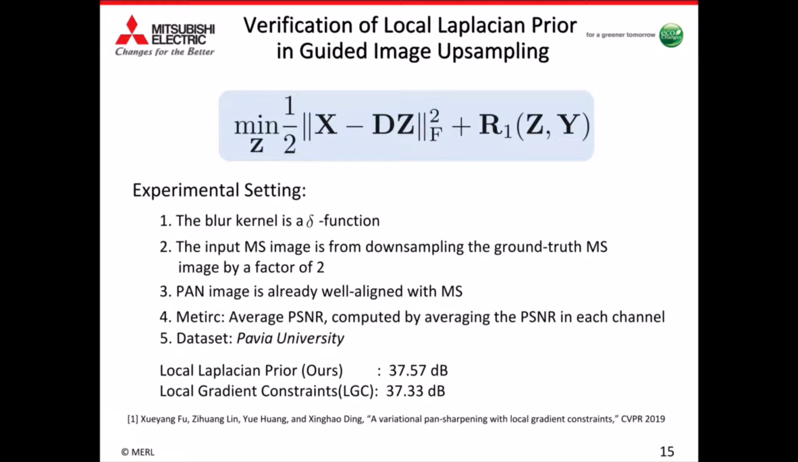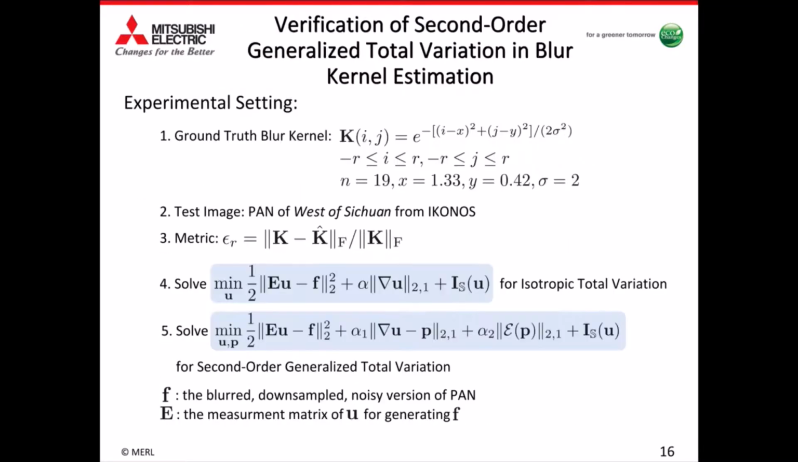We find our results are better than LGC, and the major reason is that from a digital signal processing perspective, Laplacian more uniformly regularizes two-dimensional high-frequency components than the horizontal and vertical gradients in LGC. For the usefulness of the second-order generalized total variation in the blur kernel estimation, we also conduct an experiment.